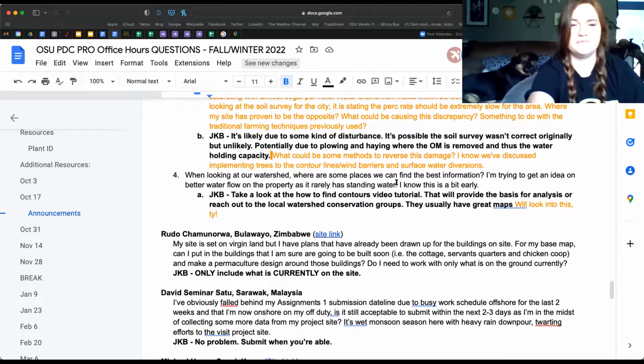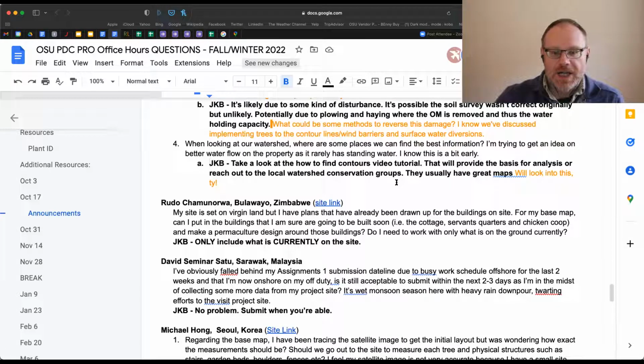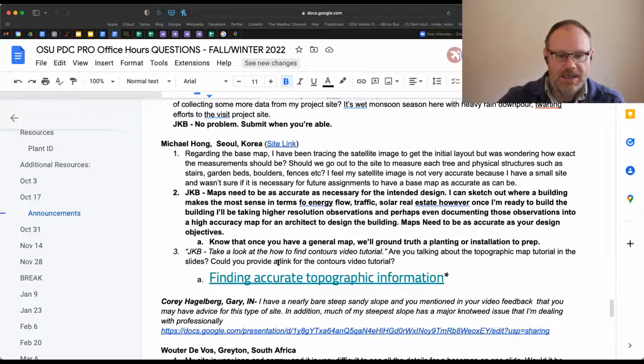Okay, question 4: when looking at a watershed, where are some places we can find the best information? I'm trying to get an idea on better water flow on the property where there's standing water. So I said, take a look at how to find contours or topographical information. And Michael asked about it as well. And so I put the link down here.